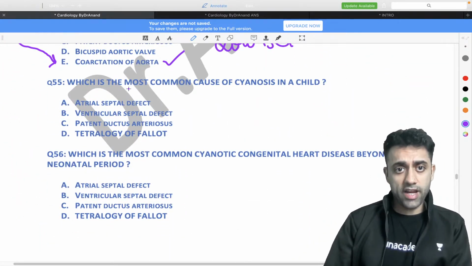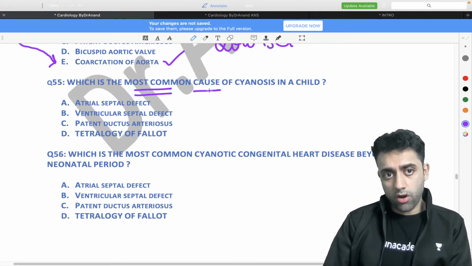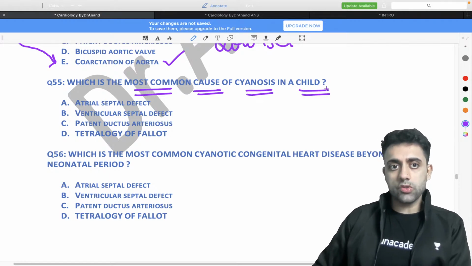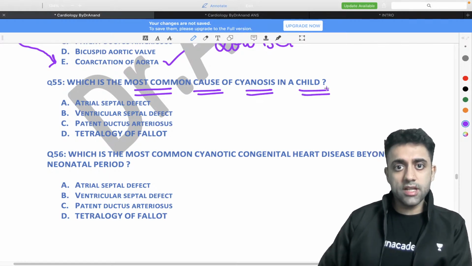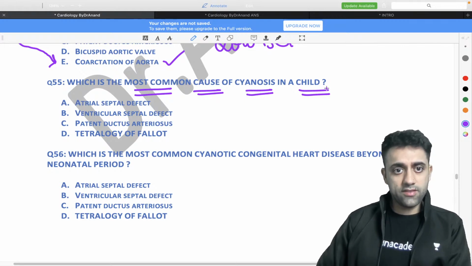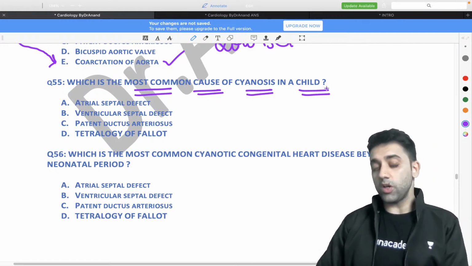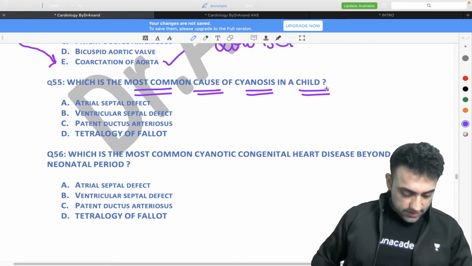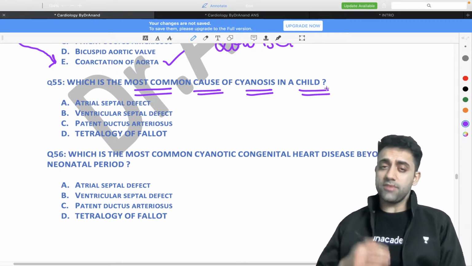Question number 55. Which is the most common cause of cyanosis in a child? The options are ASD, VSD, PDA, and TOF. What will you answer? Yes, it's okay Sandhu, it's good.